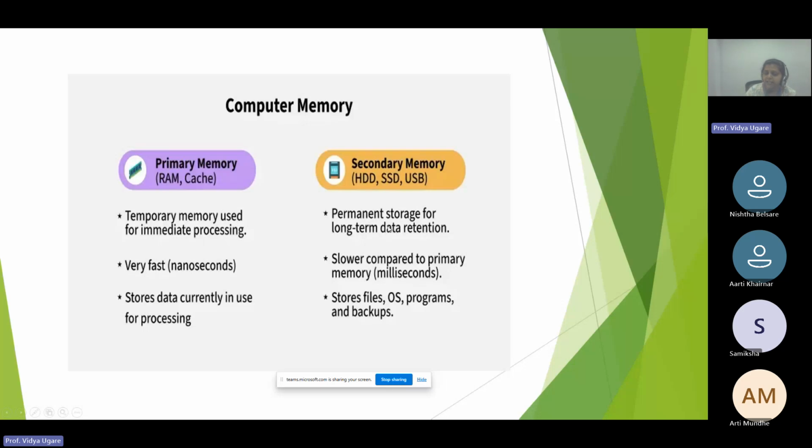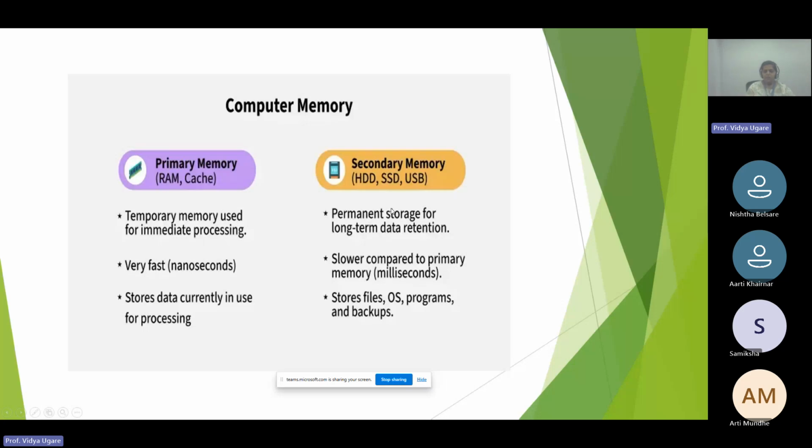Until and unless you delete it manually by yourself, the data is always there. But it is slower compared to primary. As I said, slower doesn't mean it is 1 or 2 hours slower. It is just a few milliseconds slower than primary. It is used for storing files for a longer time, operating system, programs, and backup data. For all these purposes we need secondary memory.